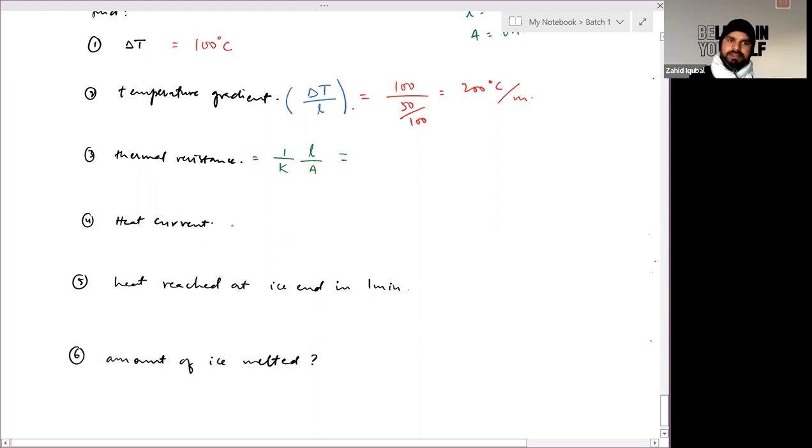Next is heat current. According to Ohm's law, it equals temperature difference divided by thermal resistance. So first calculate thermal resistance from this part, put it in this condition, you will get amount of heat current. And then heat current equals rate of flow of heat, or simply heat per unit time. So how much heat will reach the ice end in 1 minute will equal heat current into time taken. And then how much ice would melt for this particular heat. So Q equals M times LF. So M equals Q divided by LF. Just simplify all these terms.